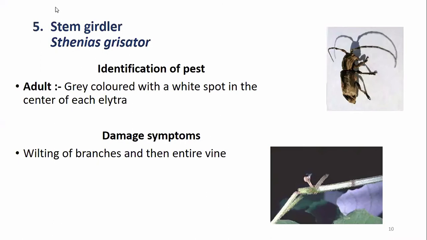Then stem girdler. Identification of the pest: gray in color with a white spot at the center of the elytra. Damage symptoms: it may cause wilting of branches and the vine. The branches and vine show wilting.